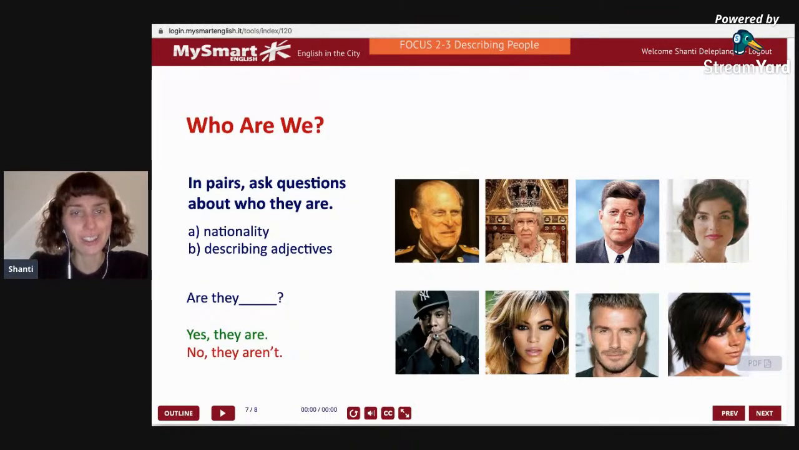Where are Kennedy and his wife from? You can say, where are the Kennedys from? Where are they from? Yes, Barbara, they are from the USA. We can say they are American. Yes, remember the nationality? They are American.